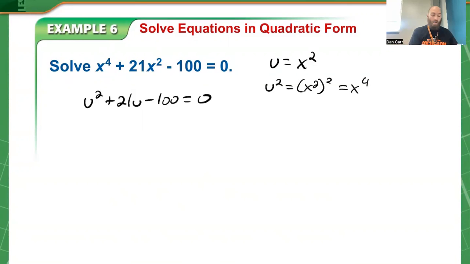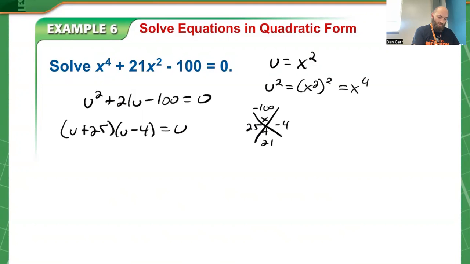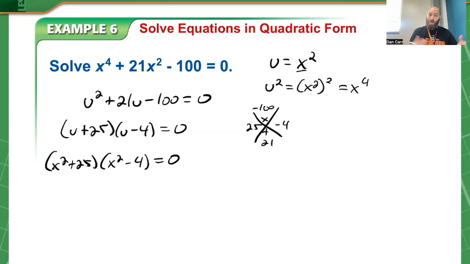We'll solve by any method you want. I'm going to choose factoring here because if I look at what multiplies to a negative 100 but adds to 21, that is going to be a positive 25 and a negative 4. So I got u plus 25, u minus 4 equal to 0. Then remember, u is x squared, so I'm going to bring that back in now. x squared plus 25, x squared minus 4 equals 0. According to the zero product property, I can separate these two like this.